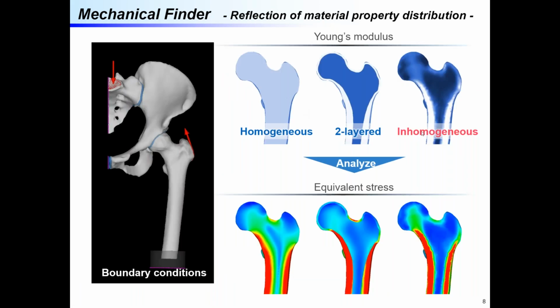It has been known that stress distribution changes depending on the definition of material property distribution of bone. These are definitions of material property distribution of bone as a homogeneous one, a two-layered one, such as cortical and cancellous bone, and an inhomogeneous one. You can see the difference of the stress distribution depending on the definition of material property of bone. So we'd like to use this function of the Mechanical Finder.